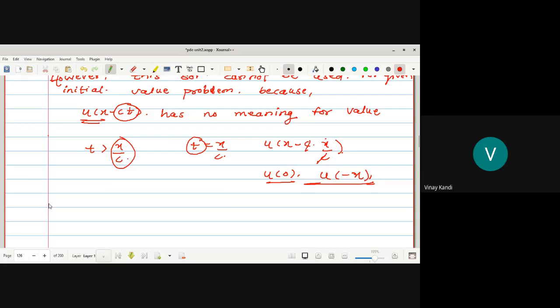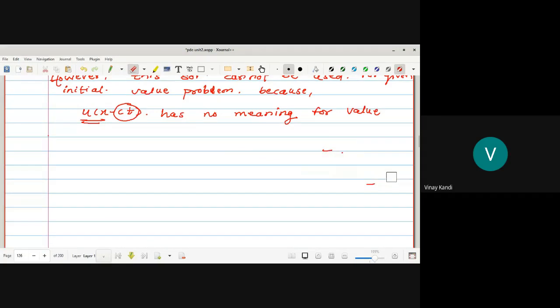Okay, but here one end point of the string is fixed. That's why this has no meaning. u of x minus x is not defined. So u of x minus ct has no meaning.